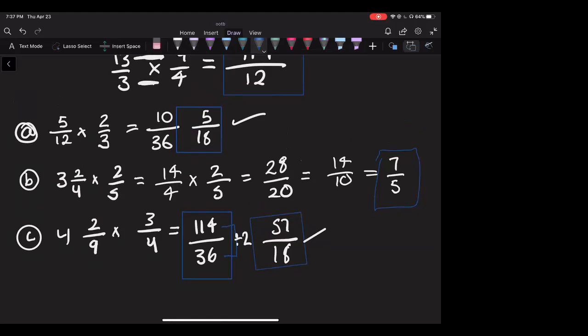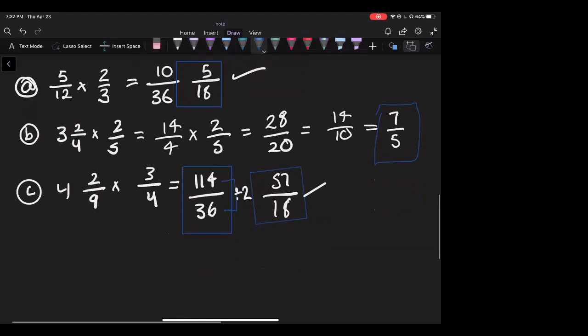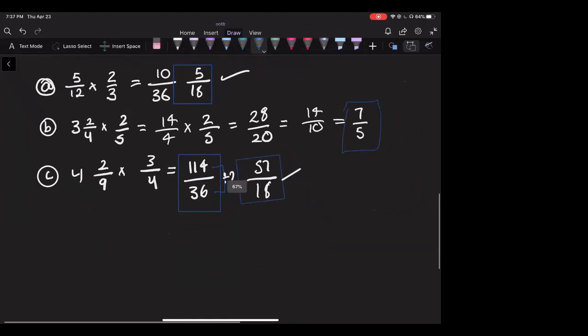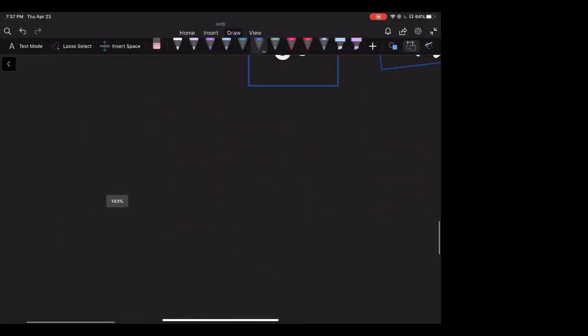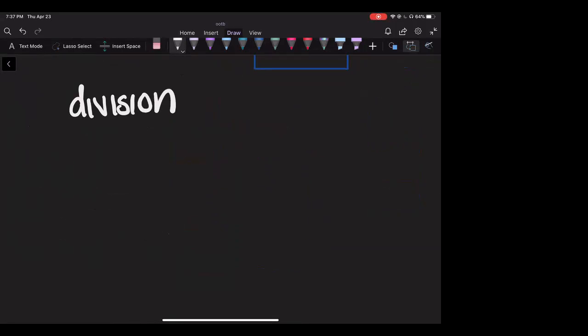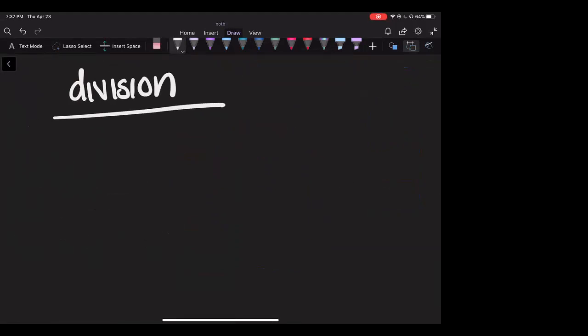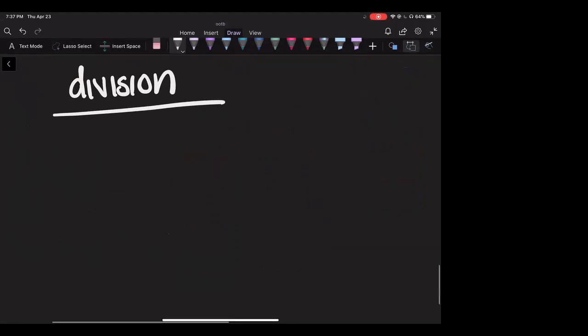Yes. Okay, let's go into division. And then I can give you problems mixing the two up. So for division, all you do is, let's say if we had something like this.